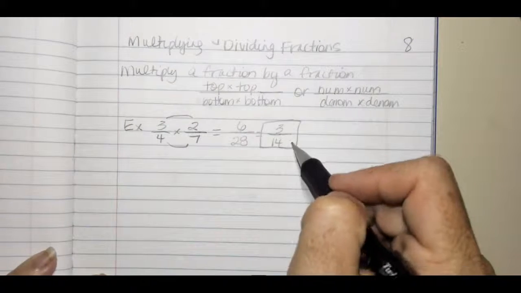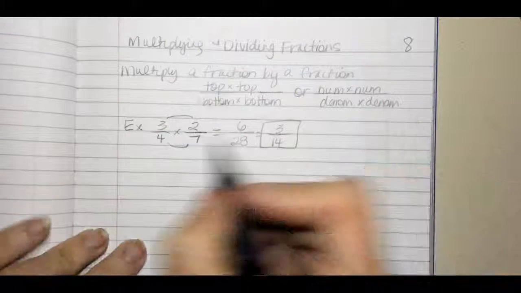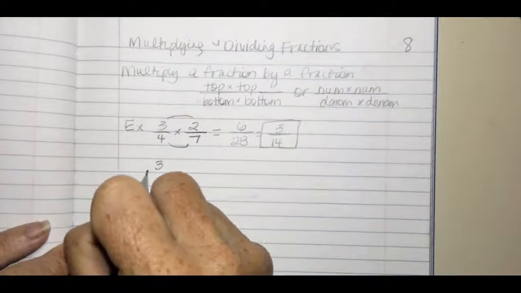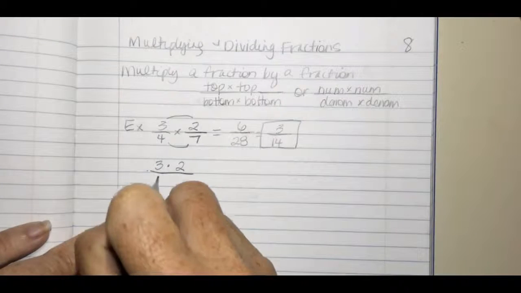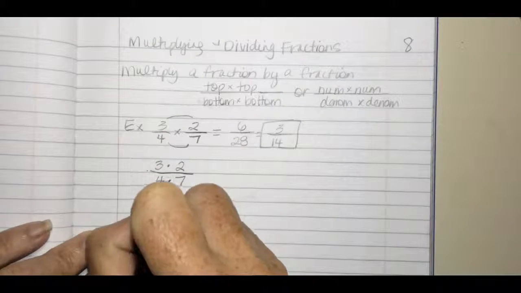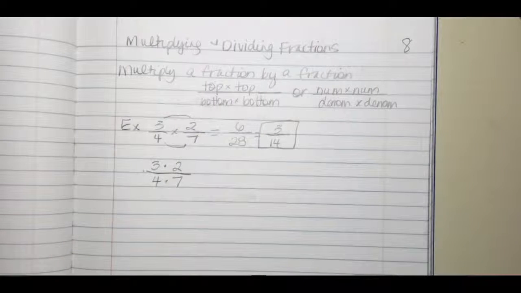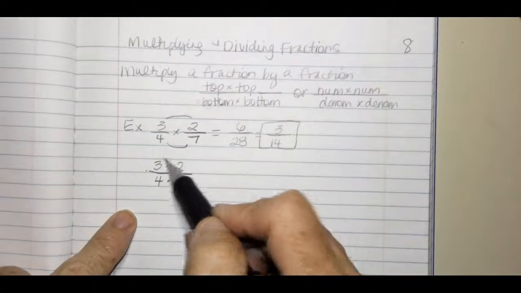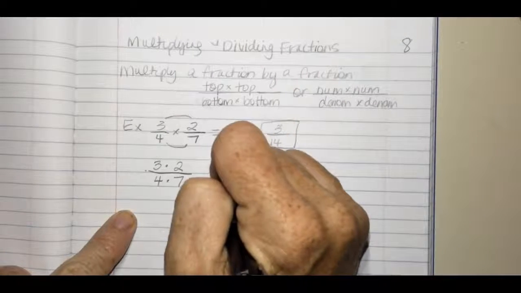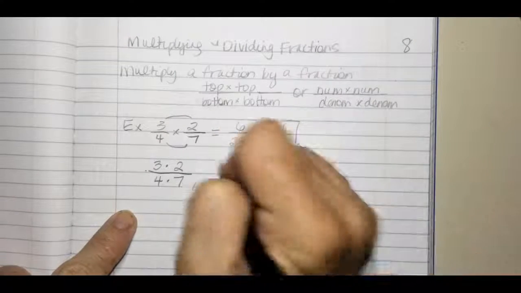So there's actually an easier way to do that, where you could reduce first. Because what this really means is 3 times 2 over 4 times 7. You can actually turn it into one fraction. Okay? So anything on the top can cancel with anything on the bottom.